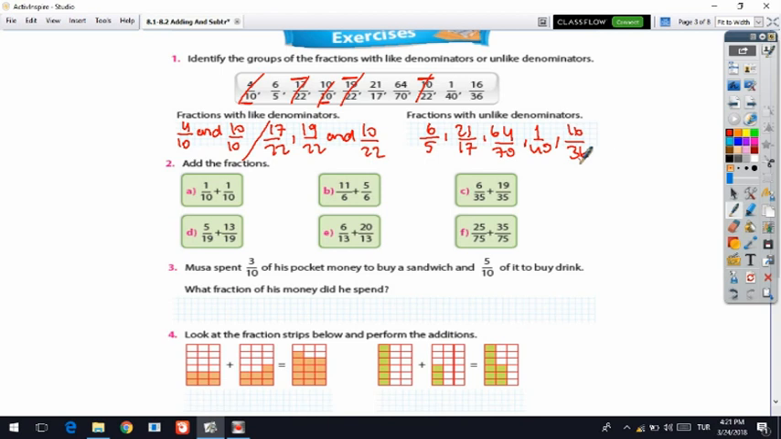Okay, now let's look at the question to add the fractions. As I said before, it's very easy to add. First, you add the numerators. Everybody, 1 plus 1 is equal to 2. You keep the denominator the same, 10 doesn't change, that is 10.